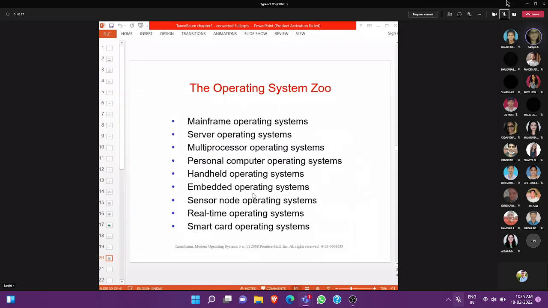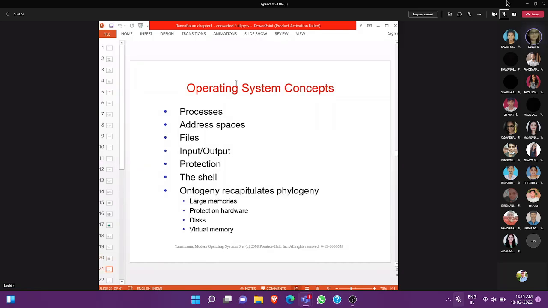All these are smart card operating systems. These are the different types of operating systems. Next, we have to see the different structures. Before that, we have to see some concepts related to operating systems. What is a process? What is an address space? What are files? What are input output devices? This we already saw. How will it be protected? What is a shell?